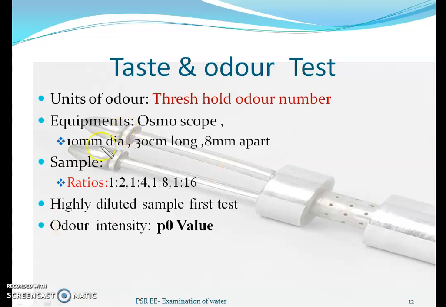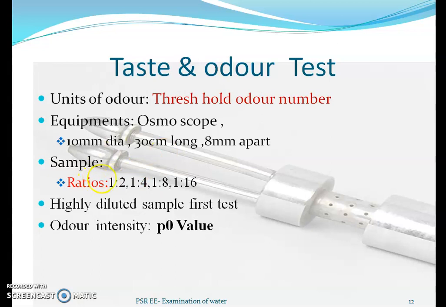The equipment visible here is the equipment used to test the odor. It has two long bulbs, and these are glass tubes of about 8 mm diameter and 30 centimeters long. The distance between these two is 8 centimeters. These two are kept in the two nostrils, and the other ends are kept in the samples, the standard water and the sample. Then if you inhale, you are going to get that odor. Even this depends on the person only.